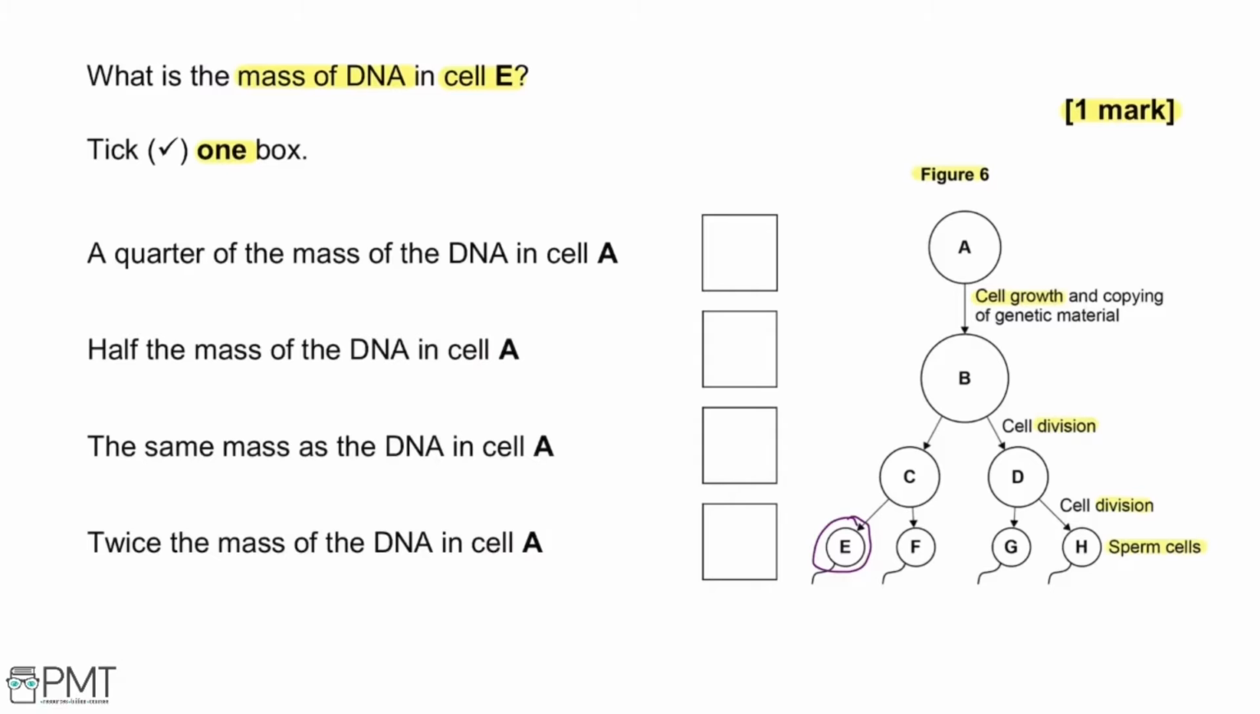So if we think of the mass of DNA in cell A as X, we can see that cell B will be 2X in terms of the mass of DNA because the genetic material has all been copied. Then when cell B divides into 2, that value splits again, so we're back to X DNA in C and D. And then cells C and D divide, so that X gets split in half. So E will have X over 2 in terms of the mass of DNA. And that means it will have half of the mass of DNA in cell A. So the second box down is the one you want to tick.